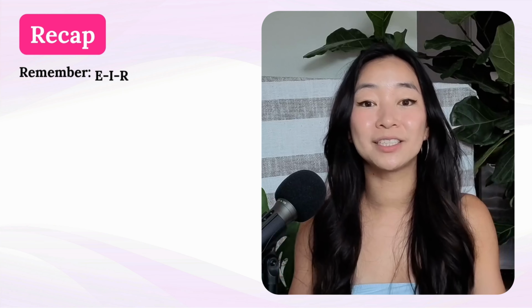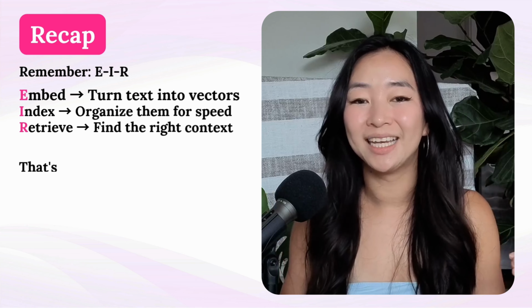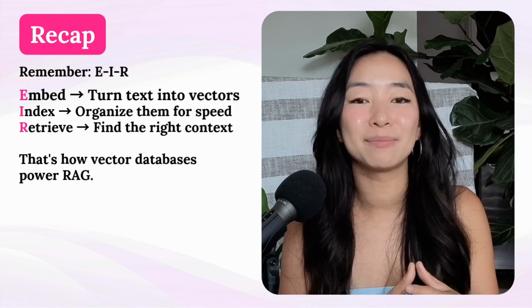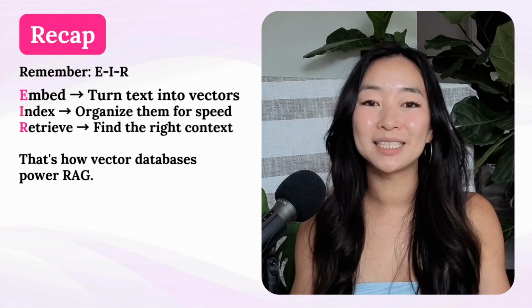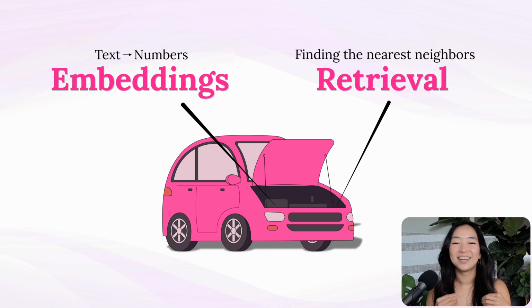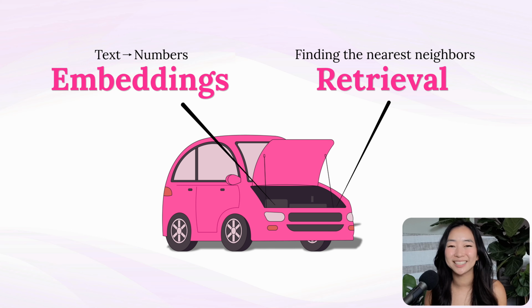So to recap, vector databases search by meaning instead of by keywords. And RAG is the reason that vector databases have become essential, because it allows you to pull context directly from your documents. Under the hood, a vector database is just converting your text to numbers, or embeddings, and finding the nearest neighbors in the retrieval process.